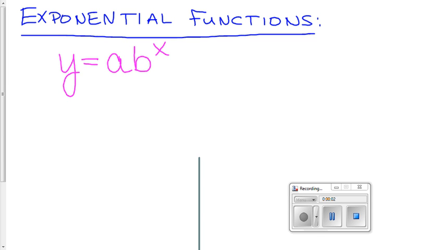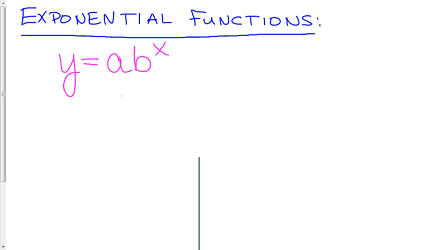All right, chapter 3 is all about exponential functions and their inverses. In this first section, it's dealing with exponential functions. The basic form of an exponential function is y equals ab to the x. In this function, a is your initial value.